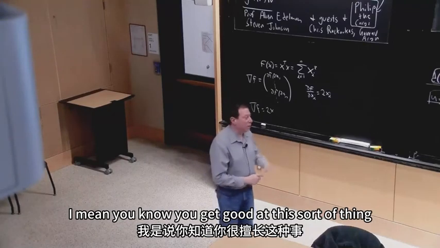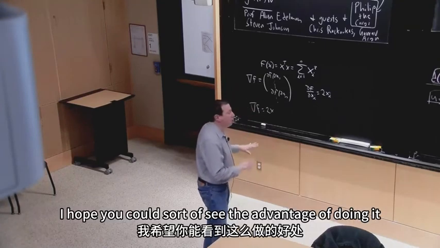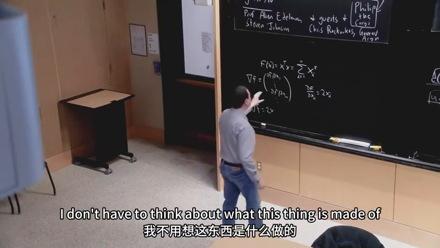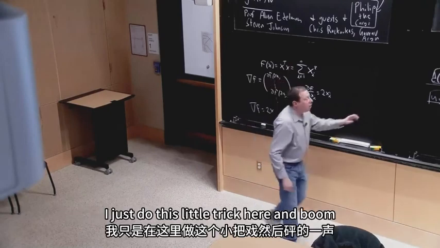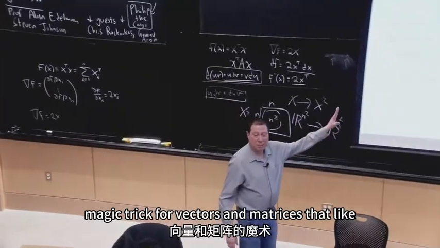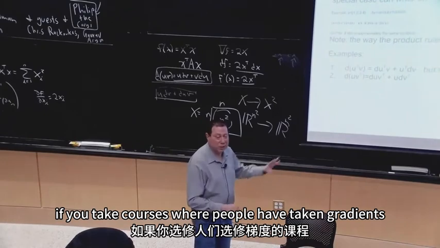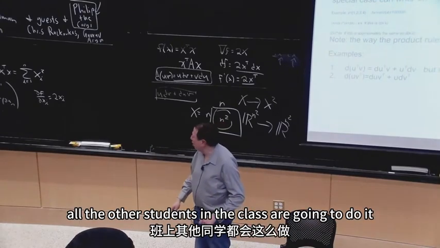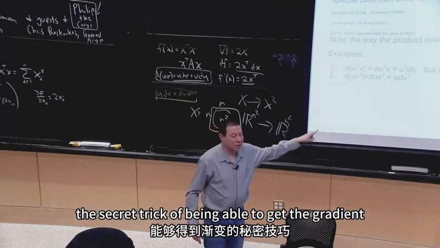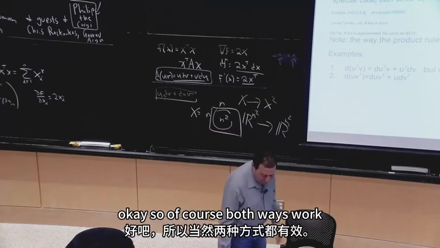I mean, you get good at this sort of thing. But I hope you could see the advantage of doing it holistically. I don't have to use indices. I don't have to think about what this thing is made of. I just do this little trick here, and boom, I get the answer right away, right? It's kind of like a magic trick for vectors and matrices. If you take courses where people are taking gradients, all the other students in the class are going to do it this way, and you're going to know the secret trick of being able to get the gradient this way, right? So you'll have superpowers that they don't have. Okay. So, of course, both ways work.